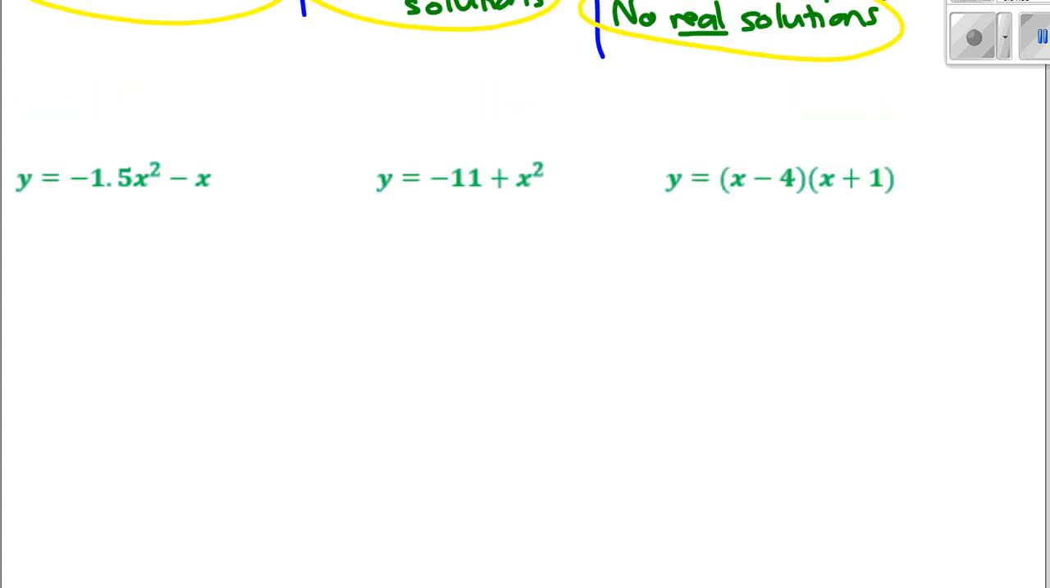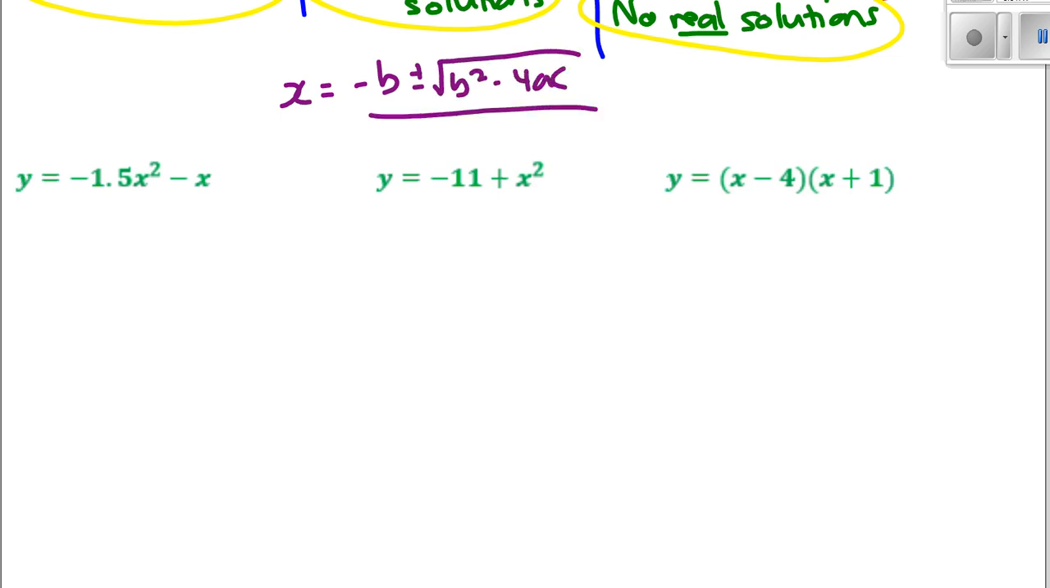So remember the quadratic formula, if you've forgotten it, I'll write it here. x equals negative b plus or minus the square root of b squared minus 4ac, all over 2a. A good thing to write out on the side is what a is. It's 1.5x squared, so a equals negative 1.5, sorry. b is negative 1x, so b equals negative 1, and c equals 0.